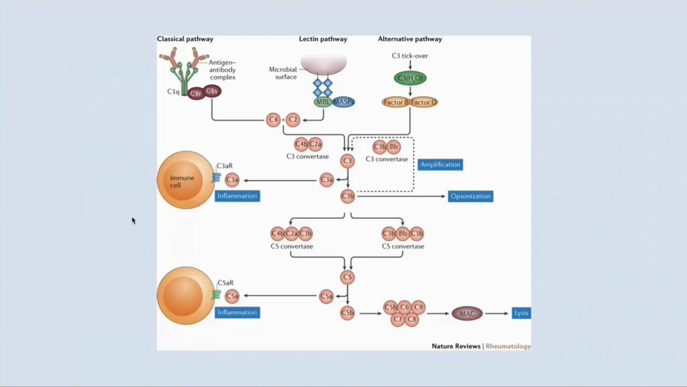So in the classical pathway, you have antigen-antibody complexes binding, which is mainly through complement number 1, also called C1, which binds to C4 and C2 and goes through a convertase for C3. This stimulates an immune response to certain lymphocytes, and later on can convert C5 to C5a and C5b, which then creates the MAC complex, which is what destroys gram negatives.